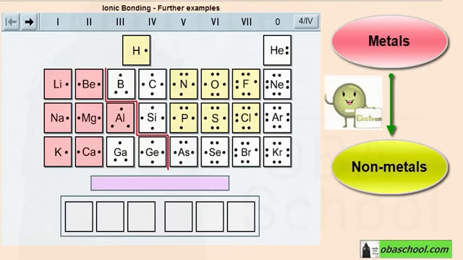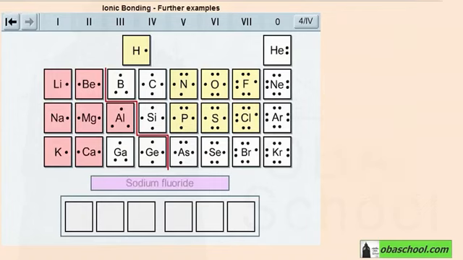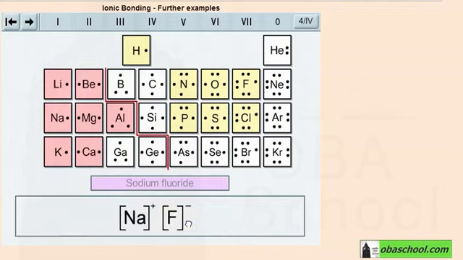Let's take an example. We will start with sodium fluoride. So the elements of this compound are sodium and fluorine. The sodium electron will be completely transferred to the fluorine atom. And thus we have sodium and fluoride ions, Na+ and F-. The formula of sodium fluoride is NaF.